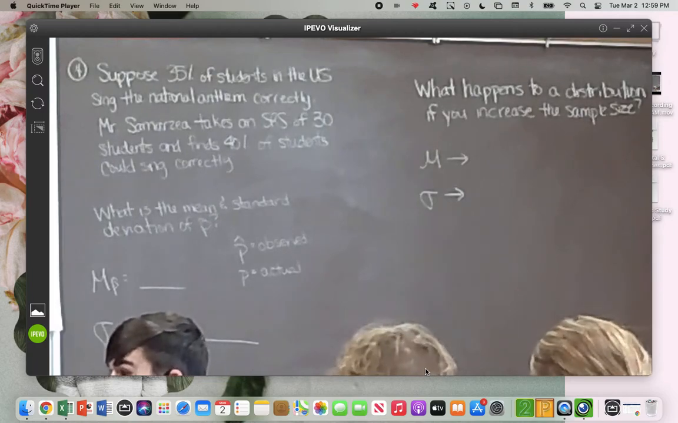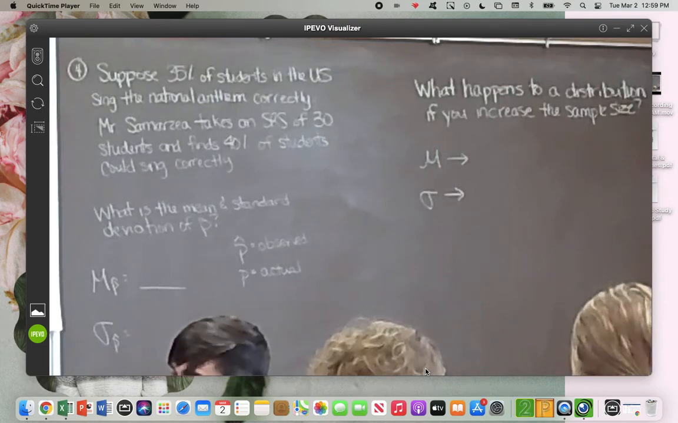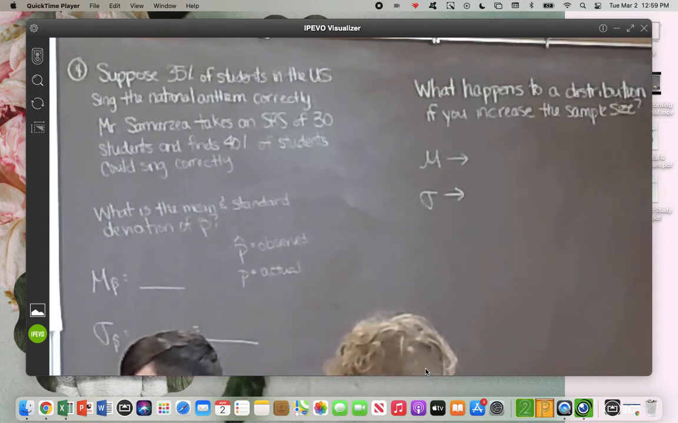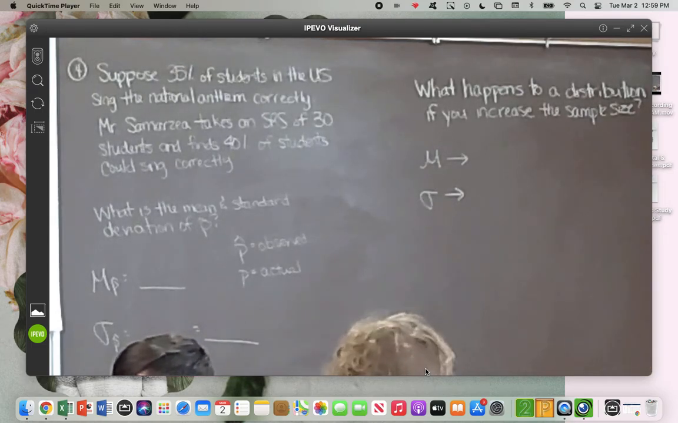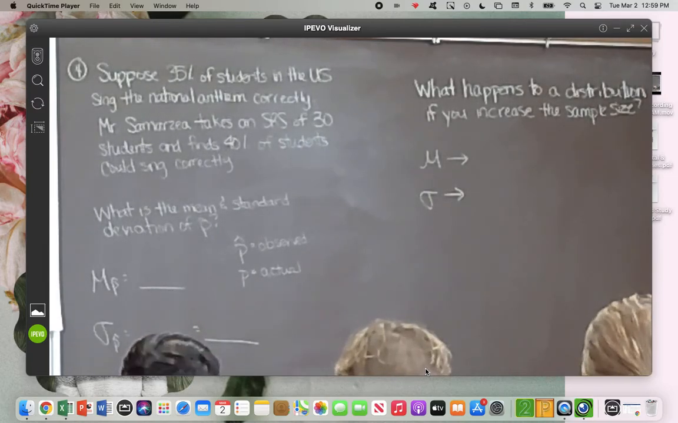All right. So on this one, it says, suppose 35% of students in the U.S. sing the national anthem correctly. How many of you think that you're in that 35% that you could sing it correctly?